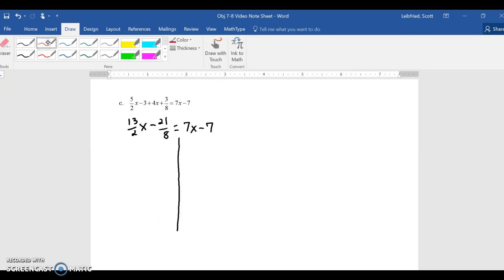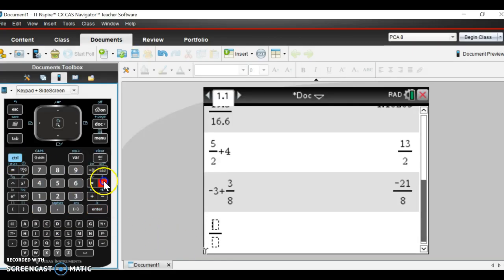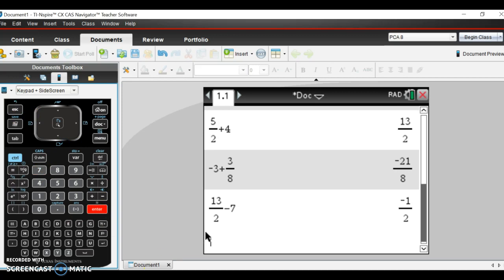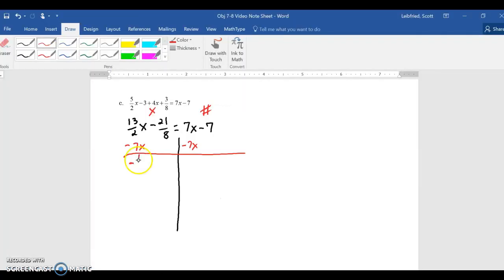We want to get the variables on the left side, the numbers on the right. So we're going to subtract 7x to both sides. On this side, we're going to have to use our calculator. So we're going to go to 13 halves. Again, control division. 13 halves minus 7. Make sure you use the minus sign and not the negative. And you get negative 1/2. So on this side, we get negative 1/2 x. We bring down the negative 21/8 equals 7x and minus 7x cancel.